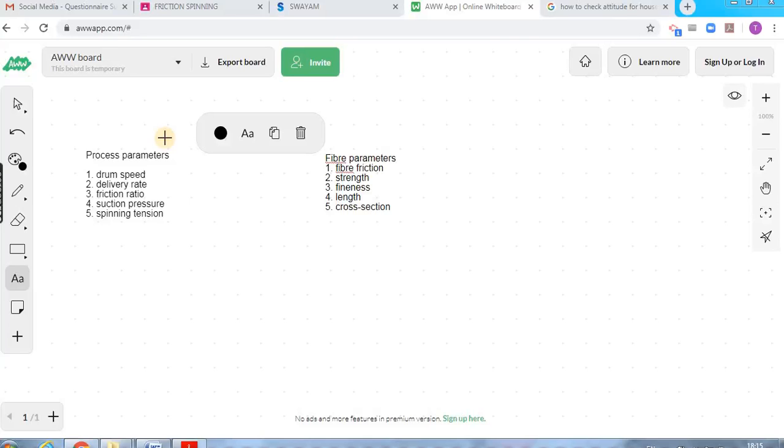Initially, as friction ratio increases, yarn quality increases. Suppose I increase the friction ratio from 1 to 2 or 2 to 3, initially my yarn characteristics will increase, which means that I am increasing the drum speed or decreasing the delivery speed, which will increase my yarn characteristics. Suppose I increase the friction ratio beyond 3.5 or 4 or 5, right? Then there will not be much improvement in the yarn characteristics. So that is the friction ratio.